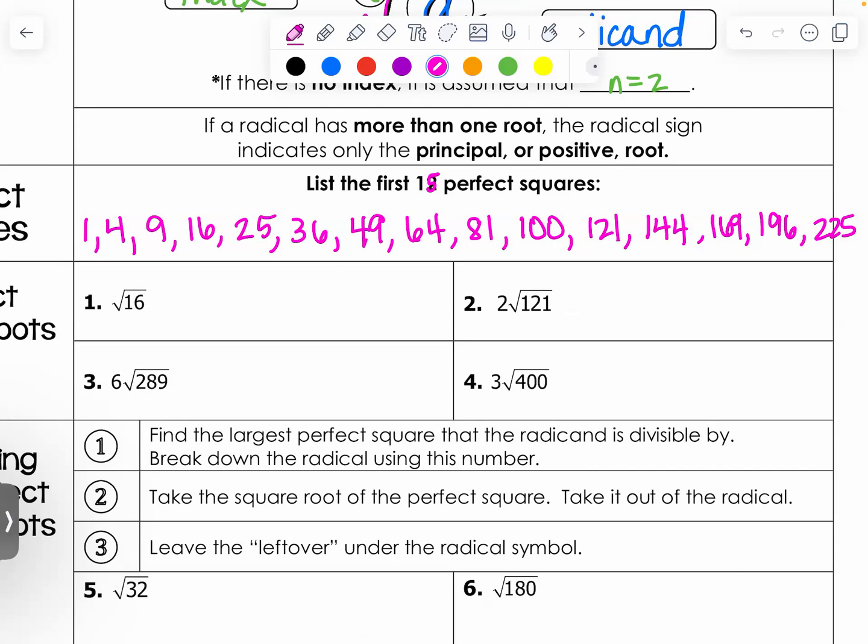Okay. So, and what's the square root of 16? The square root of 16 is 4 because 4 squared is 16.